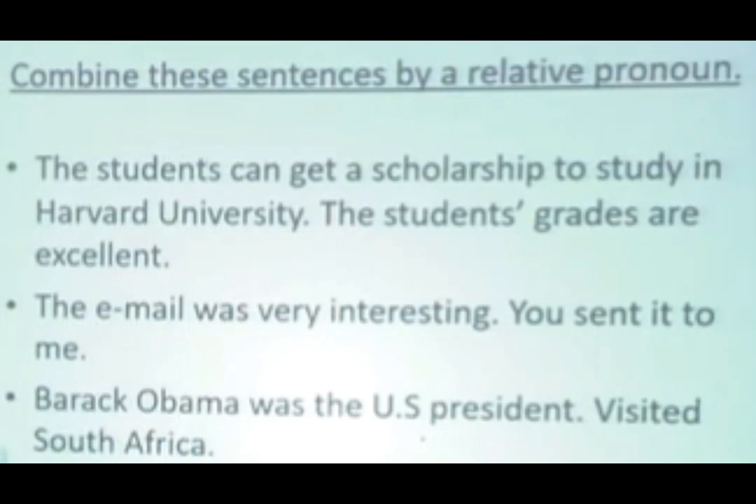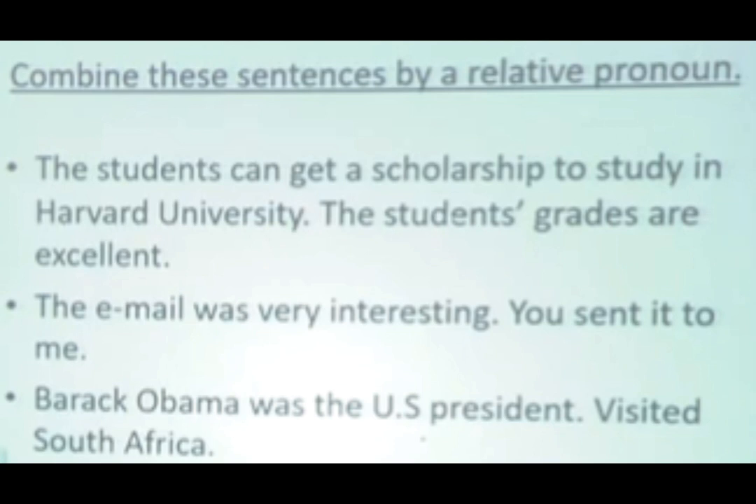Now what we are going to do, I'm going to combine these sentences by a relative pronoun. A relative pronoun, if you can remember, is a word like who, whom, when, where, etc. The students can get a scholarship to study in Harvard University. The students' grades are excellent. Listen, so here the students and the students I need, but here we are talking about the students' grade.